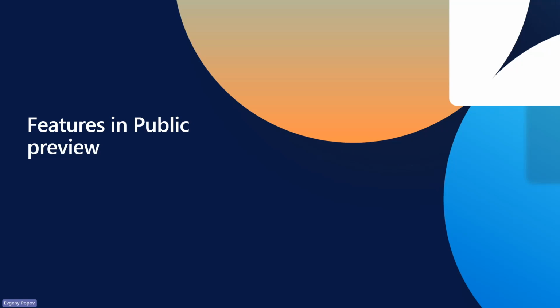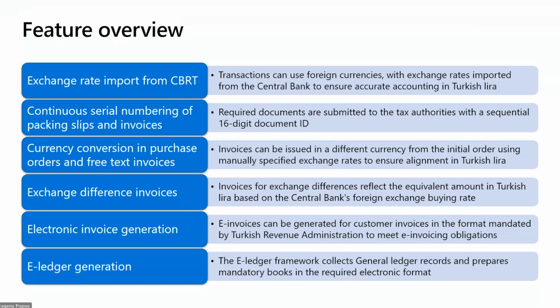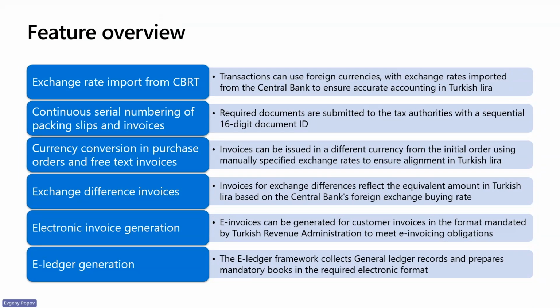All right, with this, let's now dig into the features that we are making available for public preview. As mentioned before, the public preview scope includes six features. First of all, the localization solution for Turkey provides the capability of importing currency exchange rates from the Central Bank of the Republic of Turkey. In Turkey, all accounting and mandatory reporting must be done in Turkish lira. However, business operations, such as purchase orders and sales orders, can utilize foreign currencies. By importing exchange rates from the Central Bank of Turkey, we ensure the use of accurate exchange rates in all financial transactions.